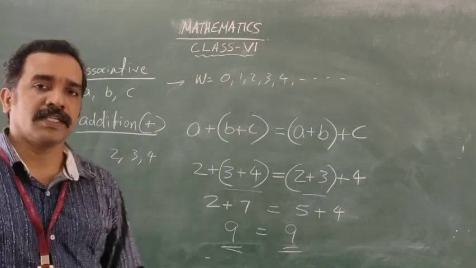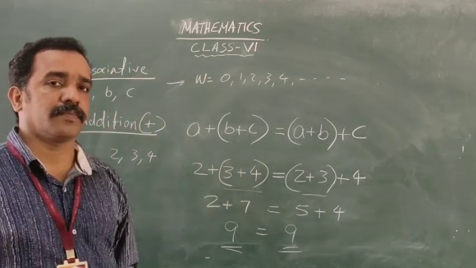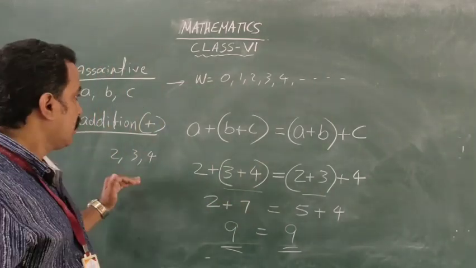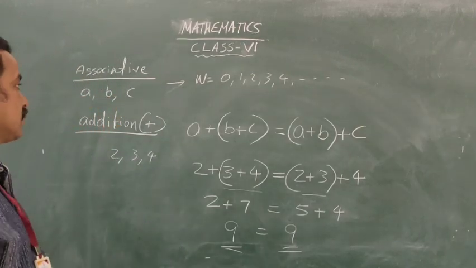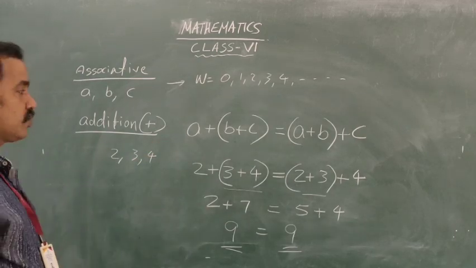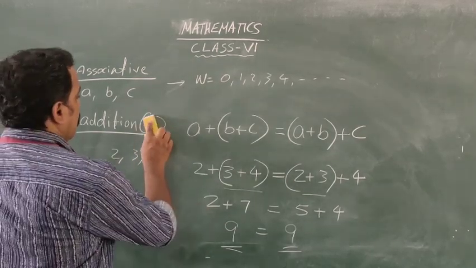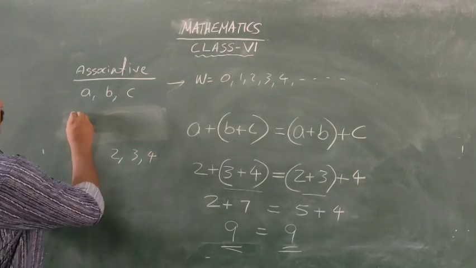So addition is associative. Is it clear? The example. You can check with some other example yourself. Now let us see what about the multiplication. Addition we already saw. Addition is associative. Let us check multiplication. We will change here. Multiplication.